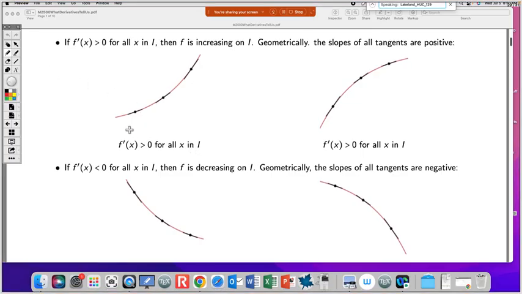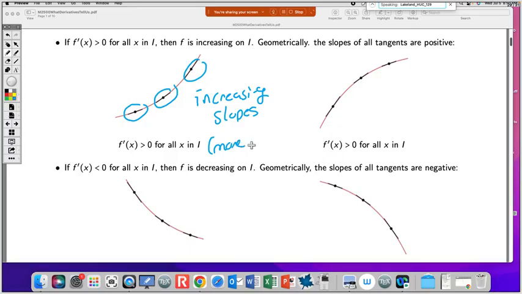You notice that there's kind of two different ways you can be increasing. You can be increasing like this or increasing like this. You follow? You see how they're different kind of phenomena? If you look at the slopes here, these slopes are getting steeper. And since they're all positive, that means that they're getting bigger. So we have increasing slopes here, meaning that they're more positive.